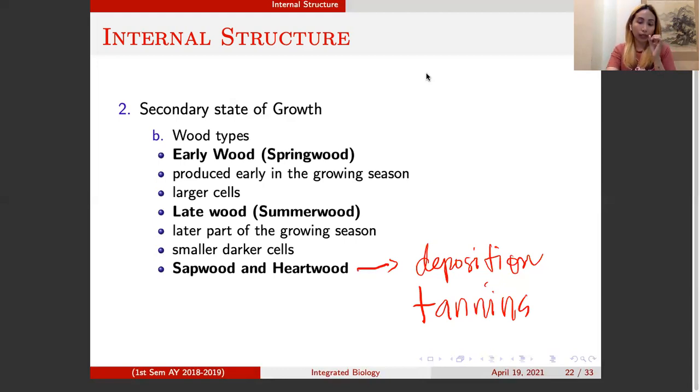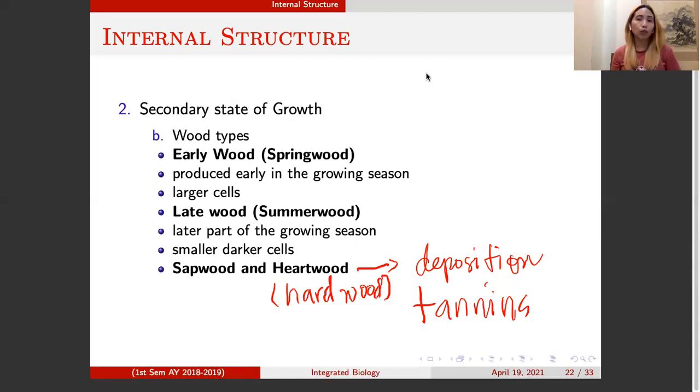So nagkakaroon ng very, very dark color yung heartwood, and they do not have conducting functions. Hindi na nagko-conduct yung xylem nila ng water. Rather, they function na lang mostly for rigidity or support, no? Rigidity of the stem or the trunk, and support for the tree. Okay? Heartwood are also termed hardwood kasi they are very hard na in nature because they lost all the conducting functions nila. So they have less water as well.